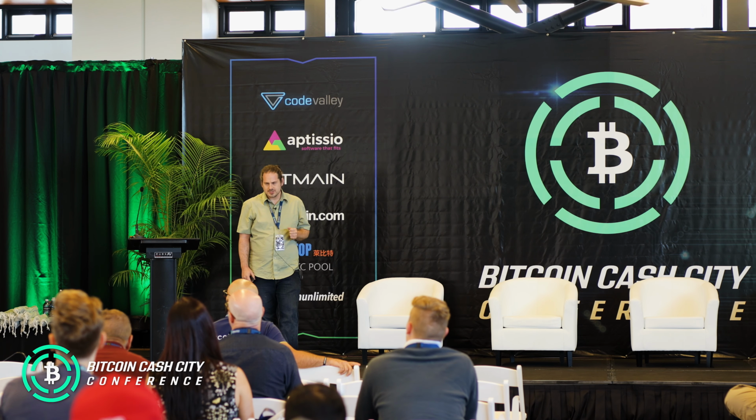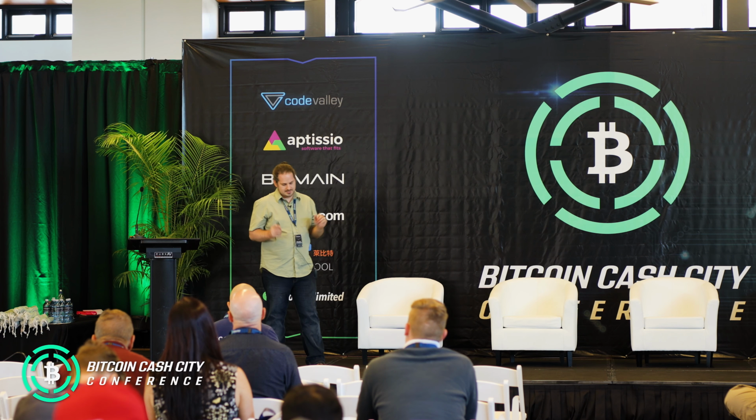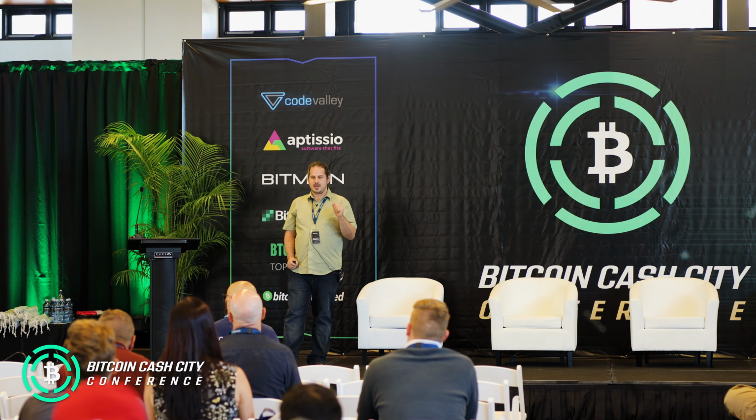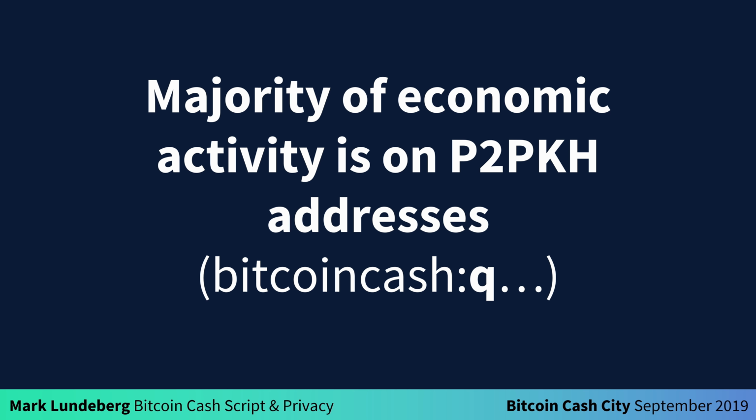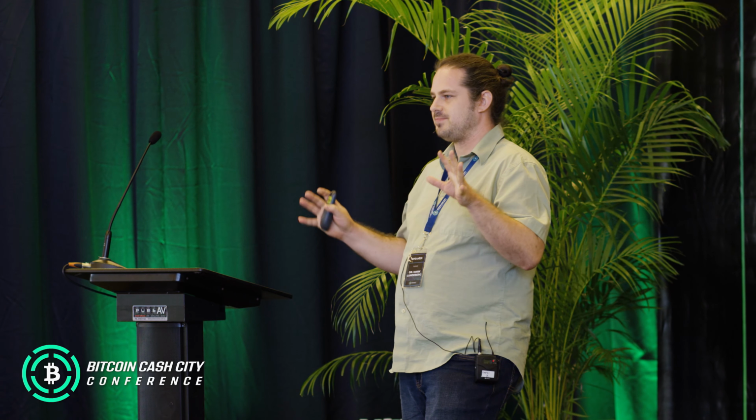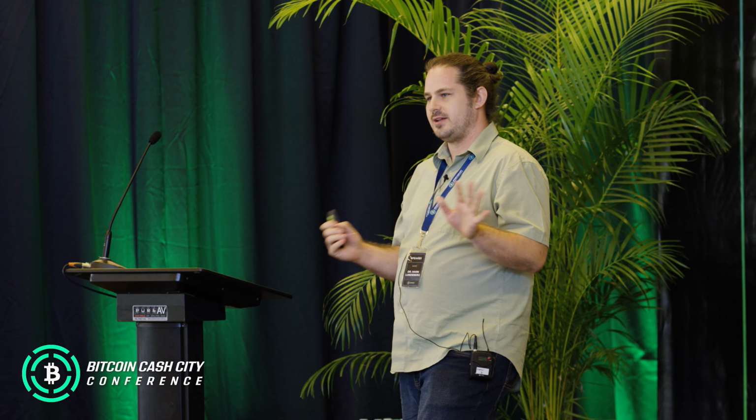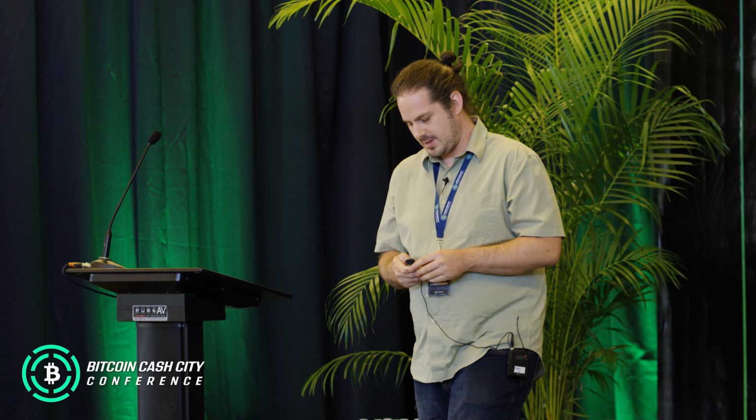And so just to start out, I want to point out one fact about Bitcoin Cash a lot of people know, just to make sure we're all on the same page. The majority of Bitcoin Cash economic activity is on what are called paid-to-public key hash addresses. You look at the Bitcoin Cash address, it starts with the Q. This is just a simple address that has a public key. To unlock your coin, you make a signature. It's the most basic kind of Bitcoin primitive.